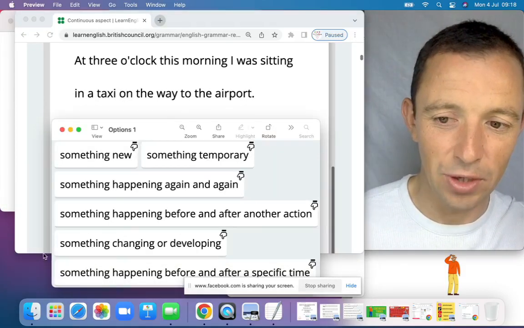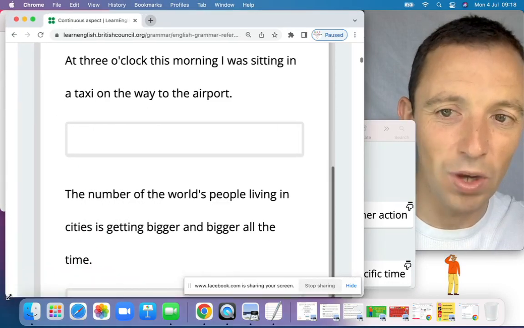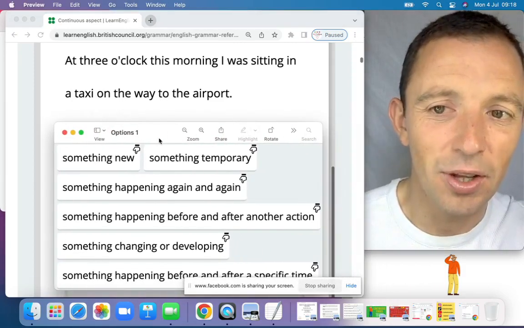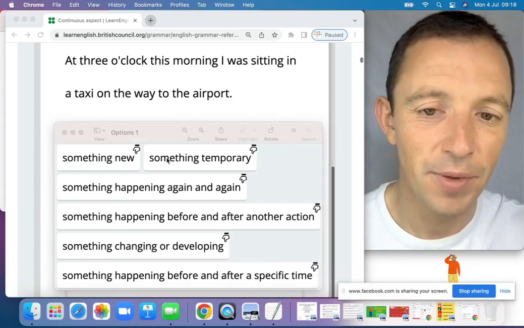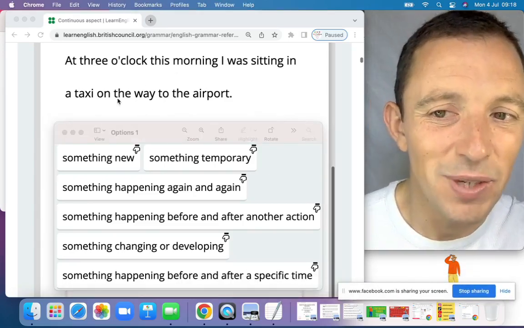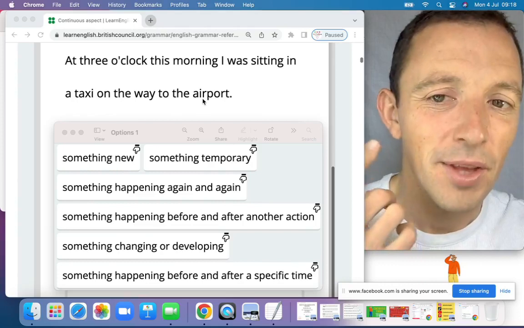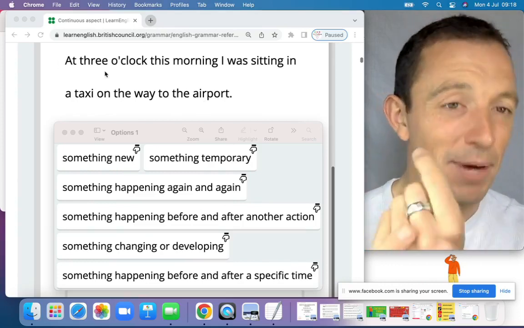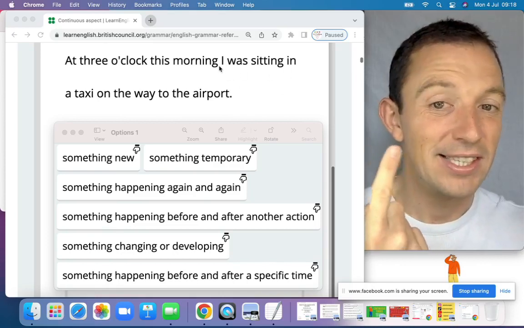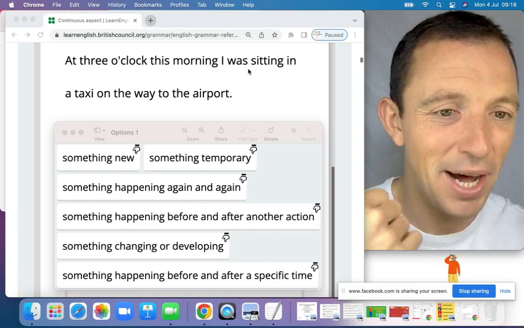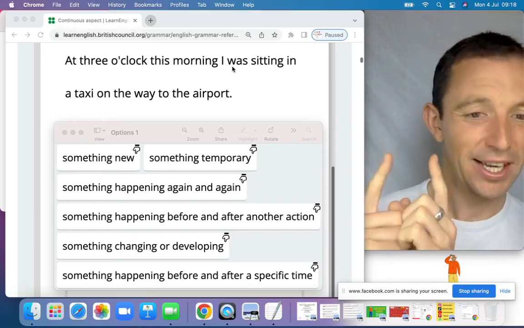There we go. Okay, so at 3 o'clock this morning, I was sitting in a taxi on the way to the airport. So what is the correct category for this option? At 3 o'clock this morning, I was sitting in a taxi on the way to the airport. Is this something new? No, I don't think so. First, specific time, at 3 o'clock. Also, the continuous is I was sitting. This is the subject, I, the verb to be in the past, plus the gerund, to sit. I was sitting is the past continuous.